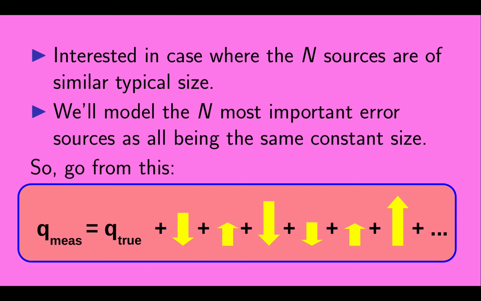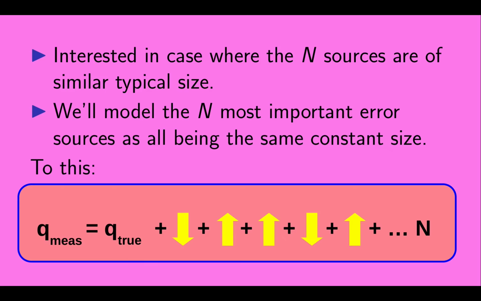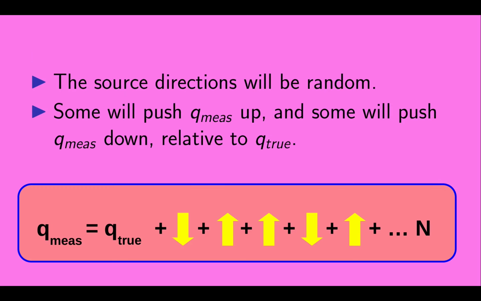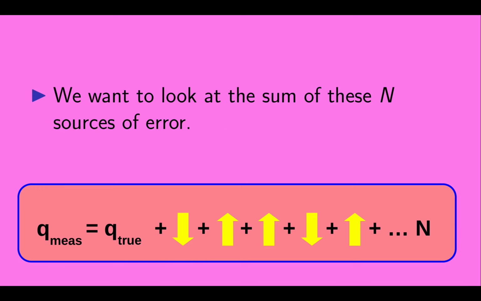So we'll go from this realistic situation, where the difference between Q measured and Q true is a sum of many errors of different sizes, to this simplified crude model, where there are n error sources and they are all of the same constant size. While the error sources all have the same size, their directions will be random. Some will push Q measured up and some will push Q measured down relative to Q true. We want to look at the sum of these n sources of error.